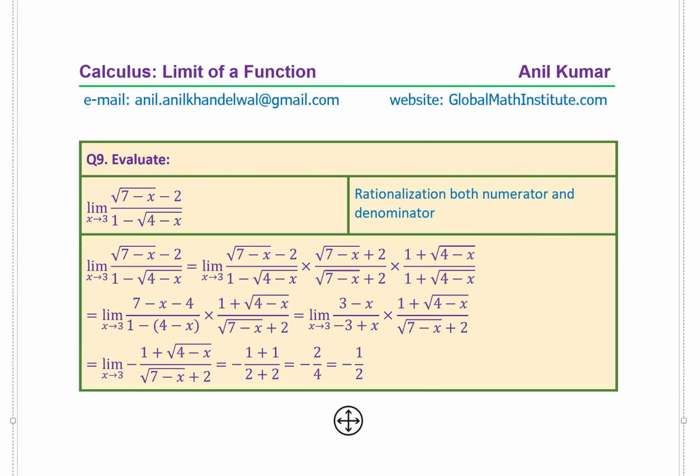And another question is here, which is limit of square root of 7 minus x, minus 2, divided by 1 minus square root of 4 minus x, where x approaches 3. How are you going to solve this?